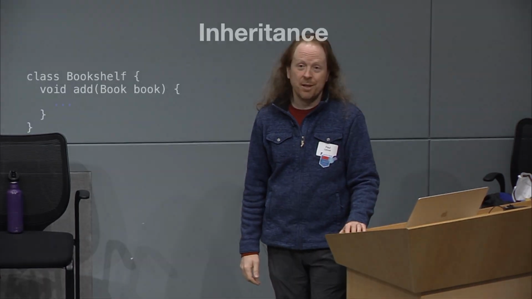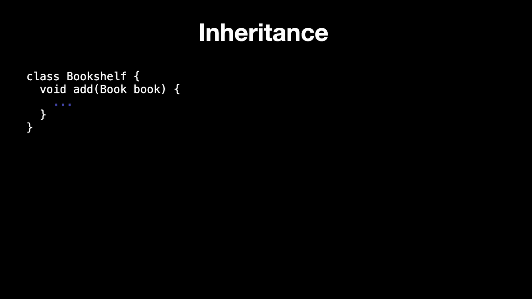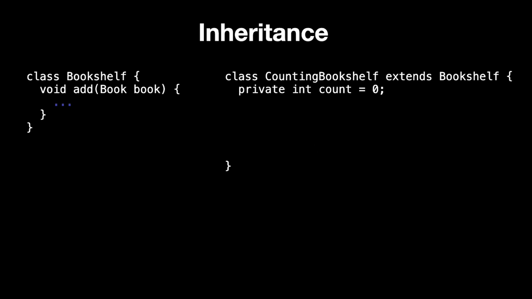Sorry. Here's a bookshelf that has an add method, right? I want to make a subclass of bookshelf that counts how many books have been added to the shelf. No problem. I add an instance variable called count. And now I just need to override that add method to make it do whatever it does and also count the book being added. There it is. With me so far? No problem.